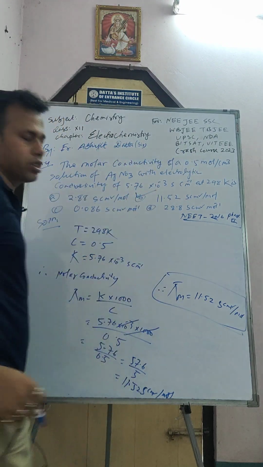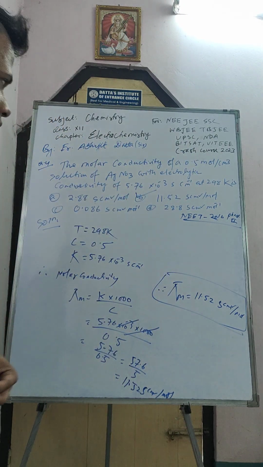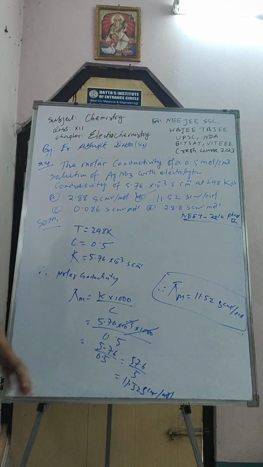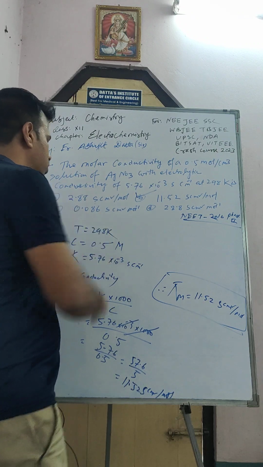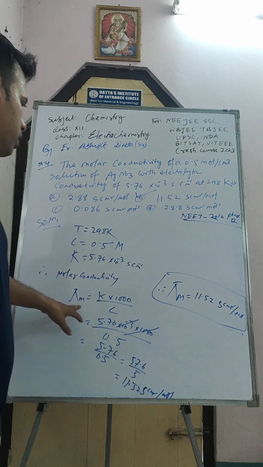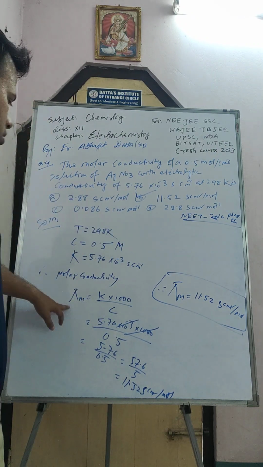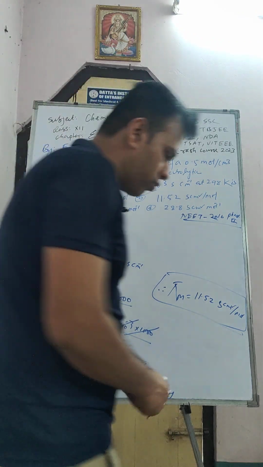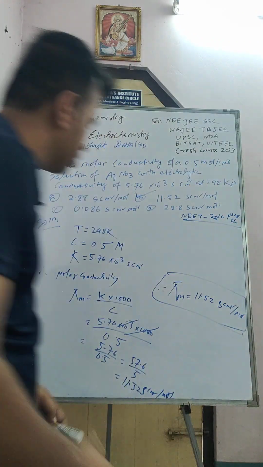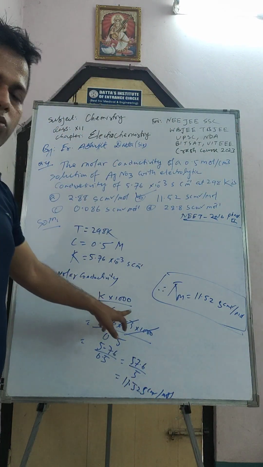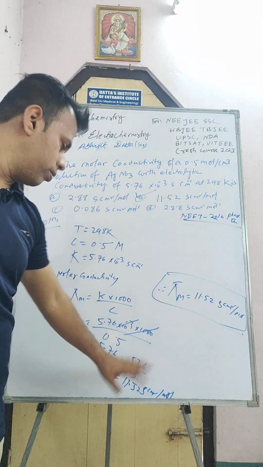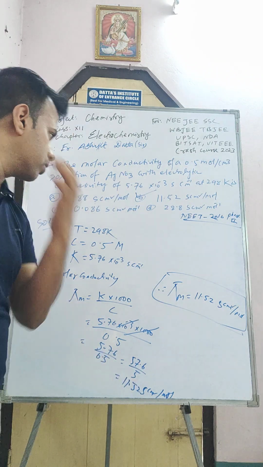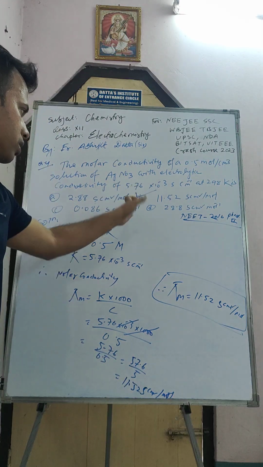So which option is correct? Option B is the correct answer. Here K is given, C is given, and the temperature is given. We know the formula for molar conductivity is K into 1000 by C. If you put all the values and simplify, it will be 11.52. So option B is the correct answer.